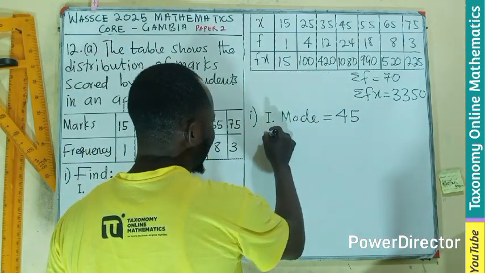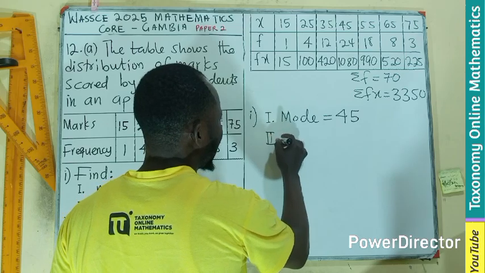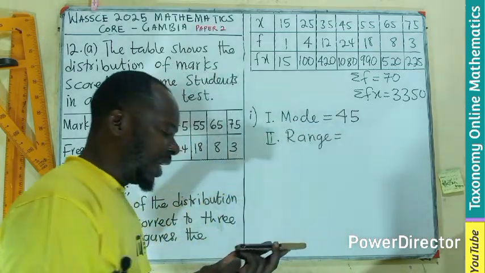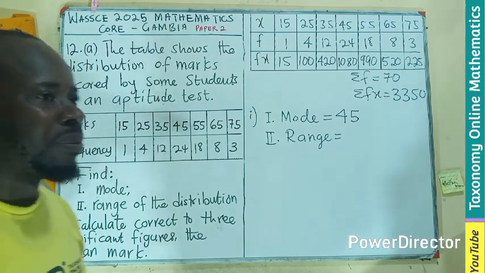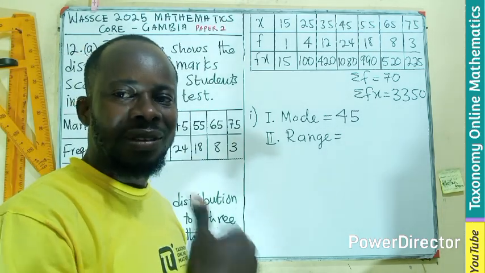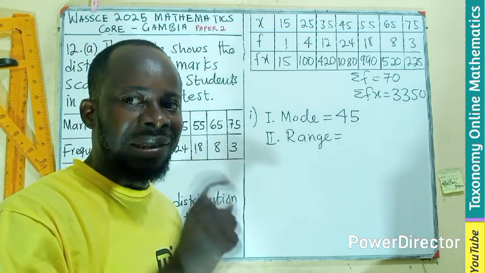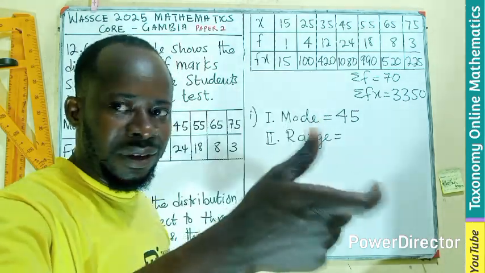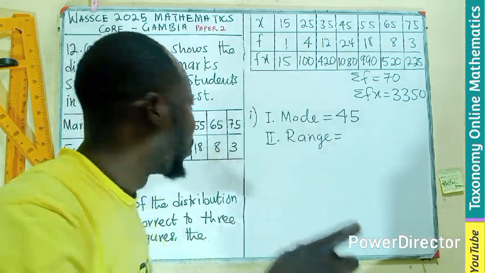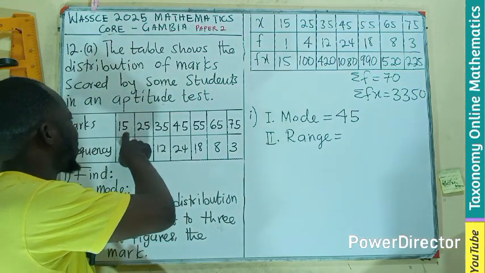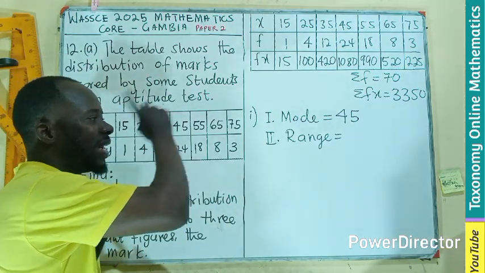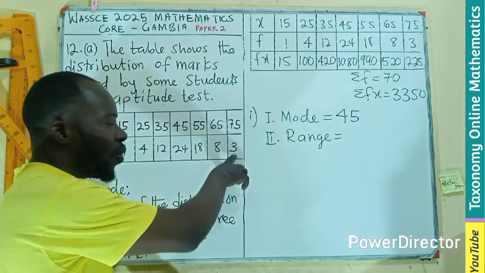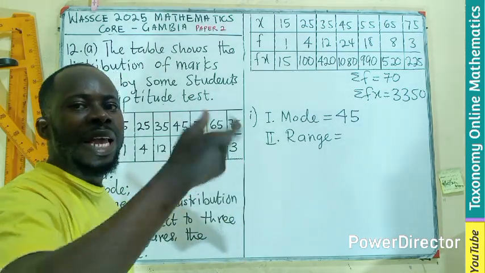Then the second part, we have to find the range. How do you find the range? The range is found by the subtraction between the highest value in the data set and the least value. The highest and the least, not the most occurring one. So the lowest mark is 15. The highest mark is 75. Whether only 3 people had the 75 or not, that's the highest mark.